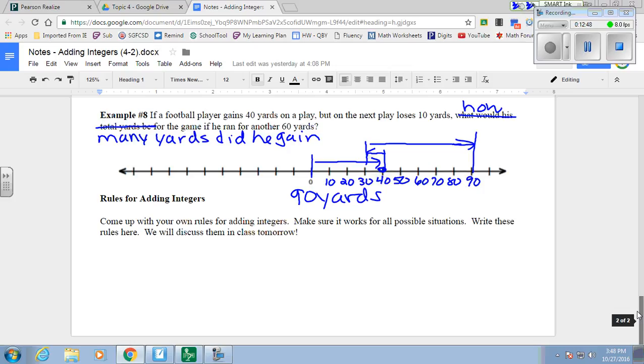The final step here, it says rules for adding integers. Come up with your own rules for adding integers. Make sure it works for all possible situations, and write the rules here. We will discuss this in class tomorrow. The homework will be relatively quick tomorrow, the practice 4-2, so we will have lots of time for discussion.